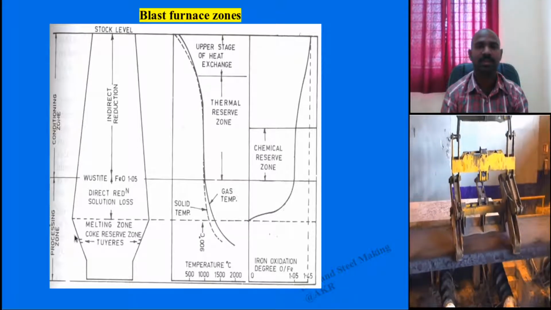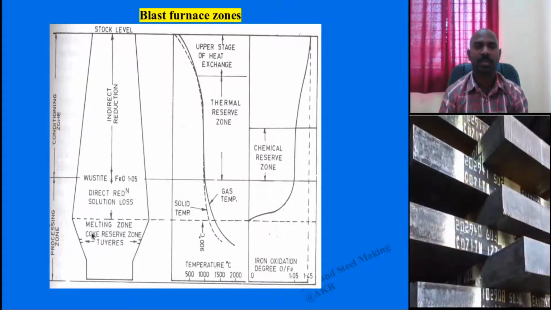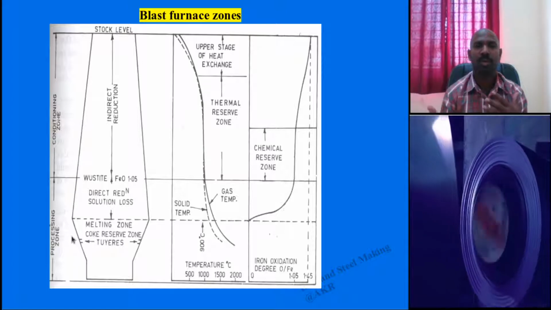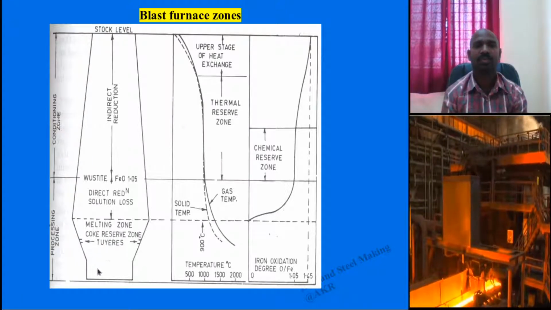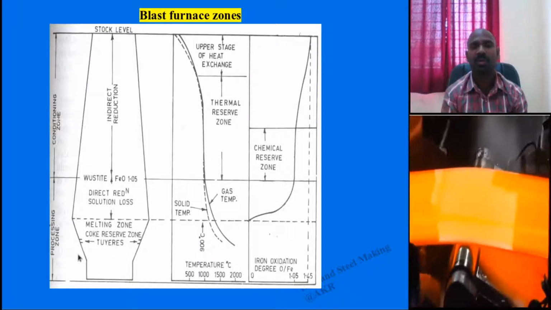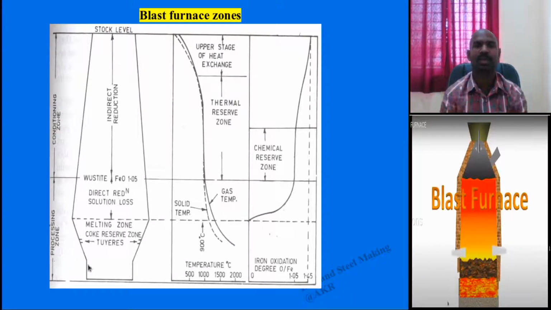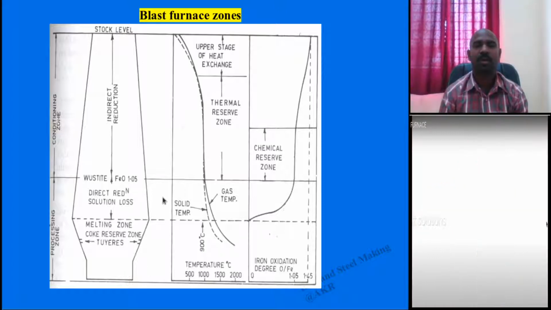This is where, in the bottom of the hearth, coke is the main fuel which is used. You process the slag from the slag tap hole, and the pig iron from the pig iron tap hole.